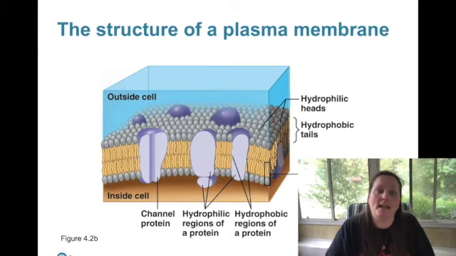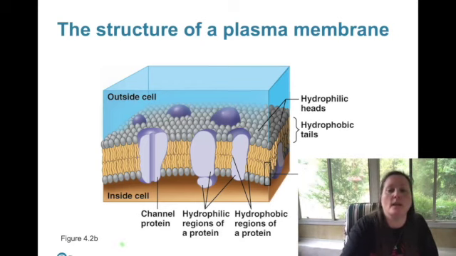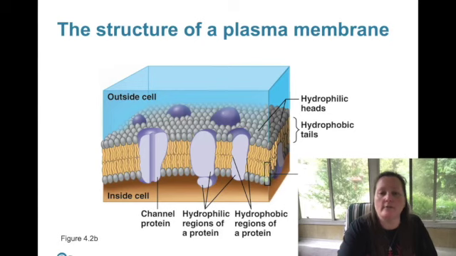All right, plasma membrane. Here is the fluid mosaic model. We have different types of ways to get stuff from outside to the inside of the cell, and vice versa. This is showing you your phospholipid bilayer. This is a phospholipid. Bilayer means two layers. So hydrophilic heads on the outside, hydrophobic tails on the inside.